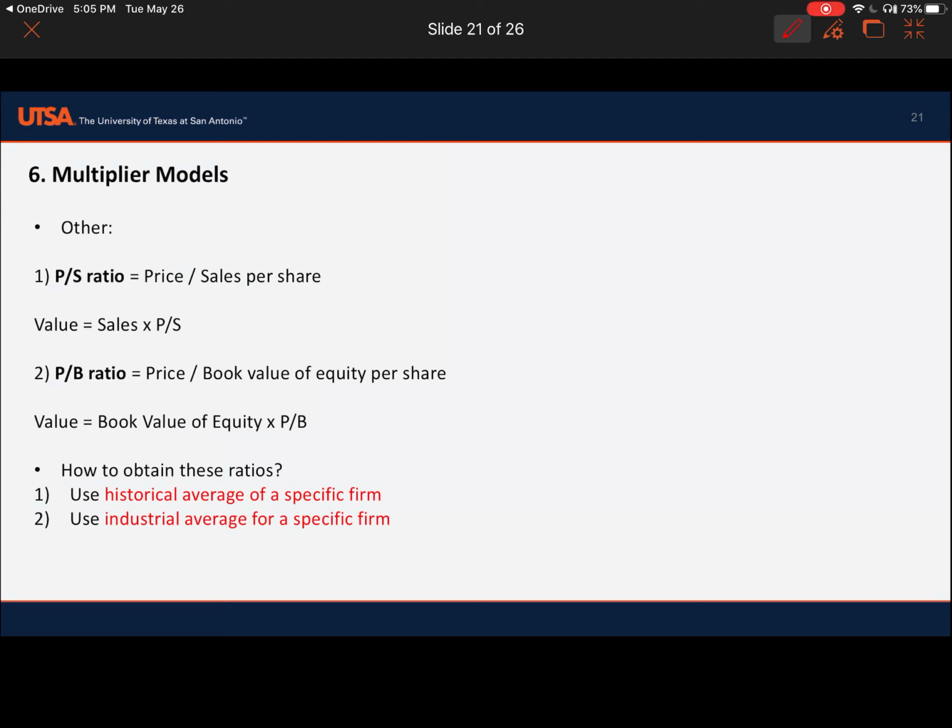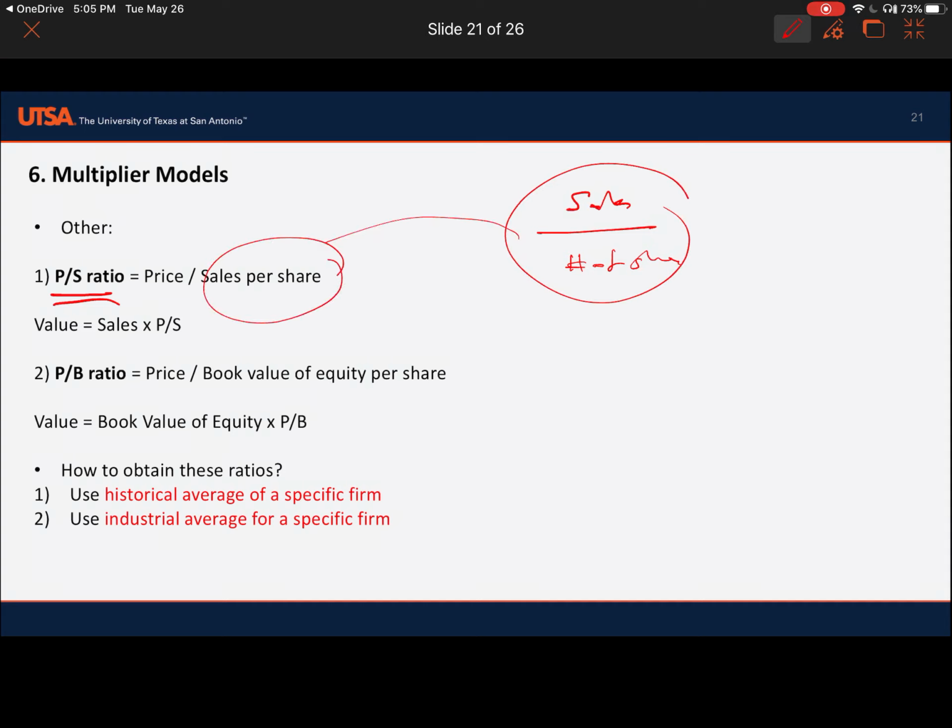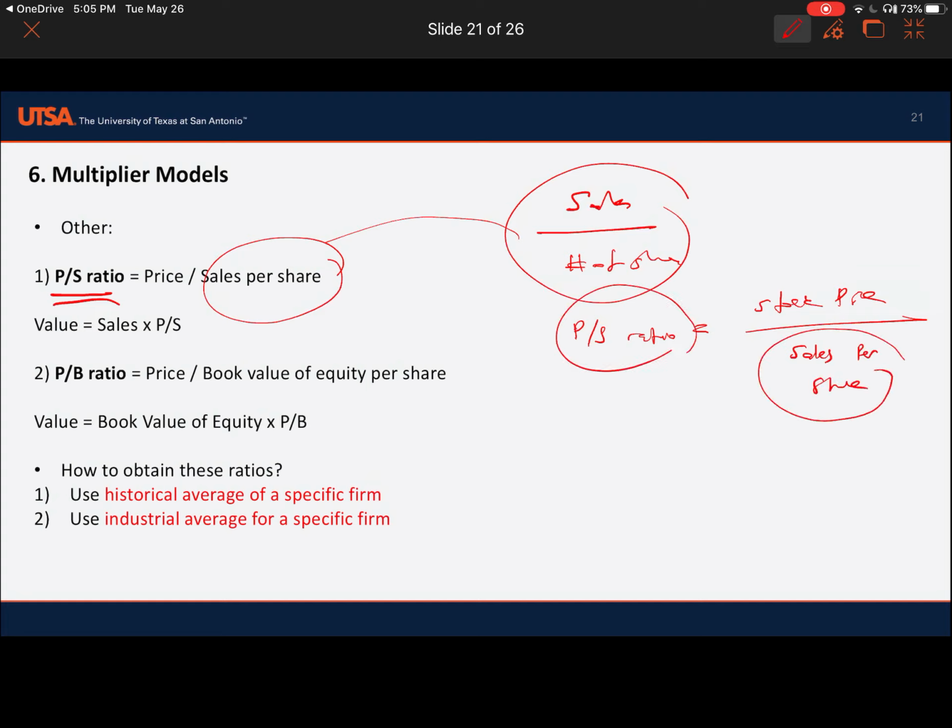Okay, another multiple is the PS ratio, which is the price to sales ratio. For sales per share, you just divide sales by the number of shares. You will find sales per share. So the PS ratio is stock price over sales per share. You know sales per share, and you know or estimate the PS ratio. You're just looking for the stock price, so multiply these two values and you will find the stock price, which is sales per share multiplied by the PS ratio.